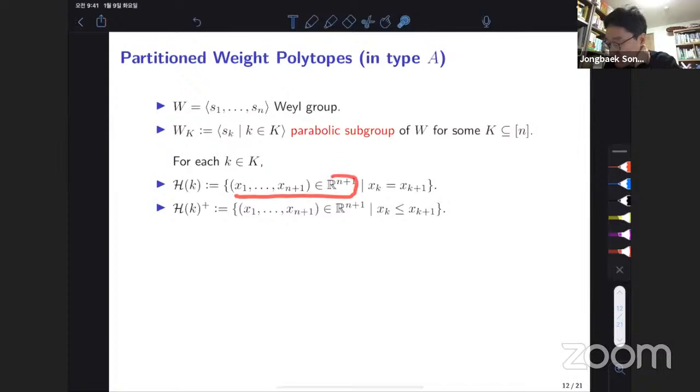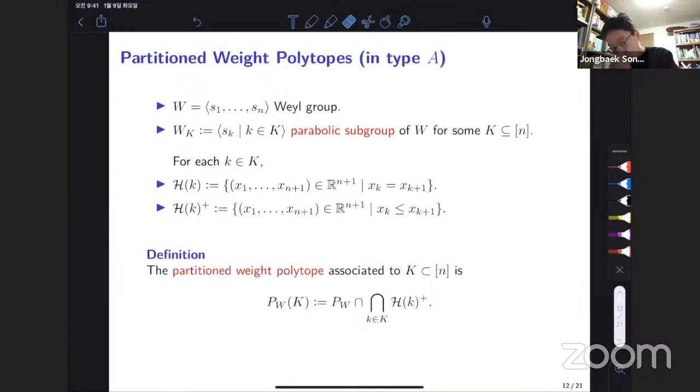So again, I'm going to look at this type A case. We have a vector space element, and I'm just looking at the hyperplane given by this equation. So what is this equation? Remember that this Weyl group acts on this R^{n+1} by permuting its coordinates. So this H_K is nothing but the invariant subspace with respect to the s_K action. Here I have the s_K action, which permutes the kth coordinate and the (k+1)th coordinate. The hyperplane given by this equation stays the same under this s_K action, and because this hyperplane divides the Euclidean space into two parts, I'm going to take one of these two parts. So H_K plus is the closed half space given by this hyperplane.